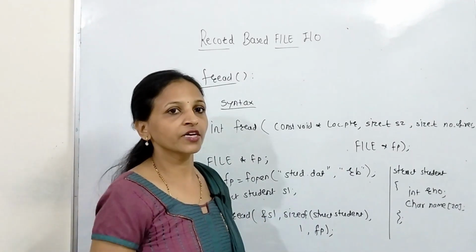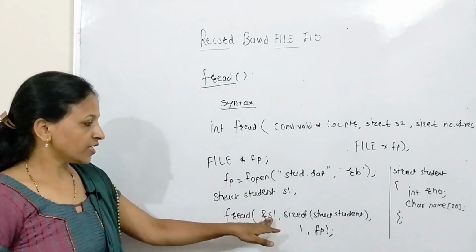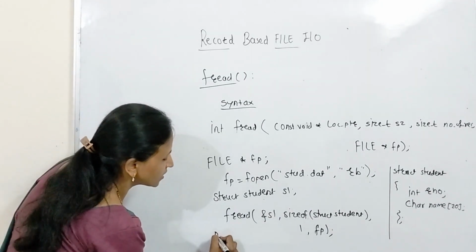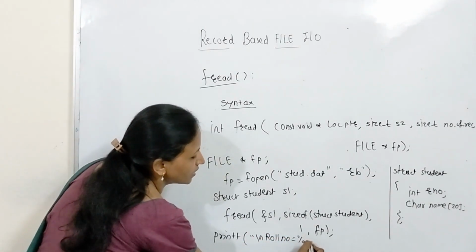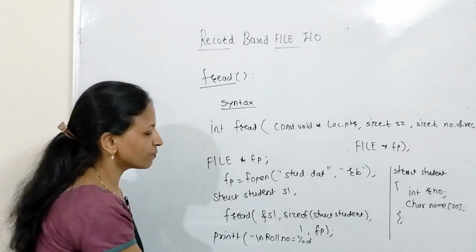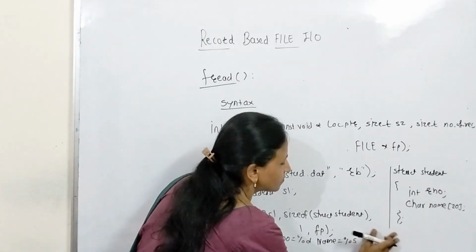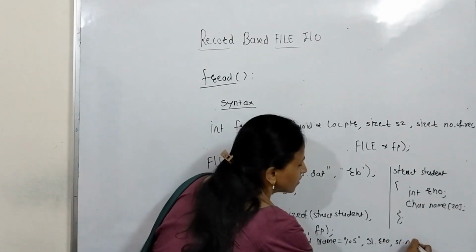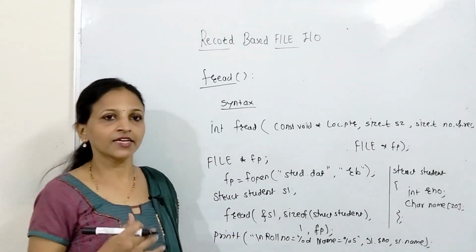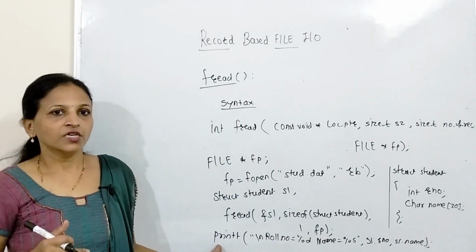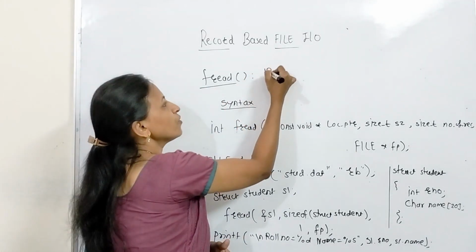Now s1 is having whatever first record was present inside that file that we have read, and that data is present now in s1. That we can display onto the output screen with the help of printf, like printf, slash n, roll number is equal to %d, then some space I am giving, and name equals %s. Then we can write s1.rno, s1.name. In this way we can display whatever contents we have read from that stud.dat file, that record we can display with the help of printf. In this way we can use the fread function to read a record from a binary file.